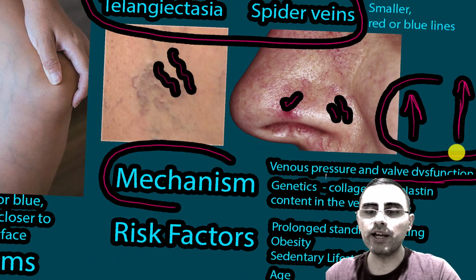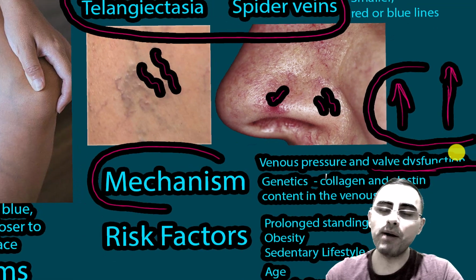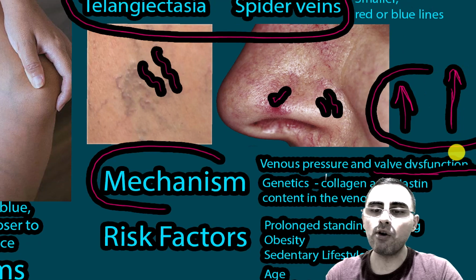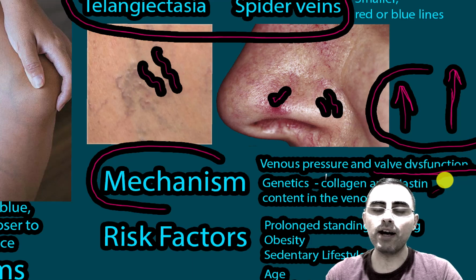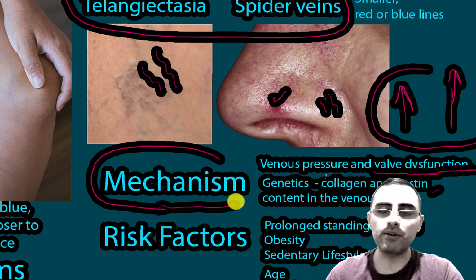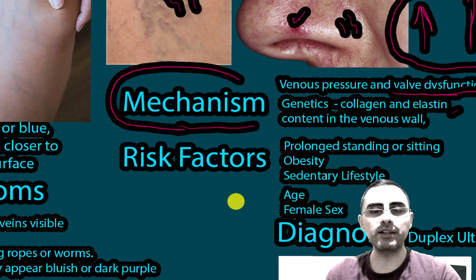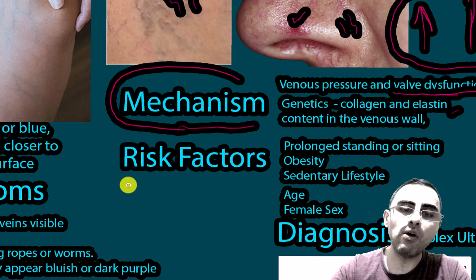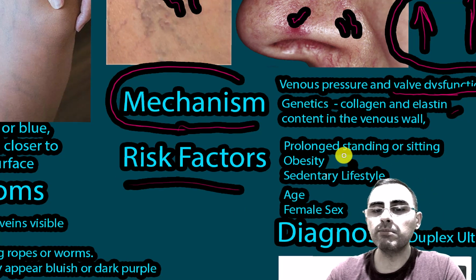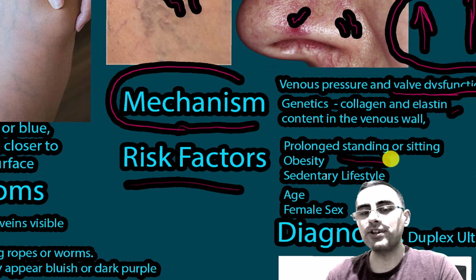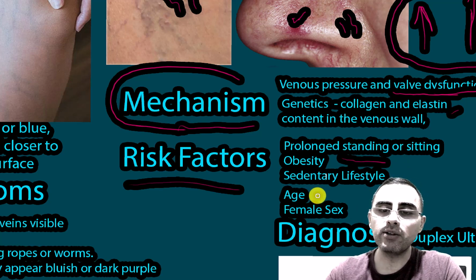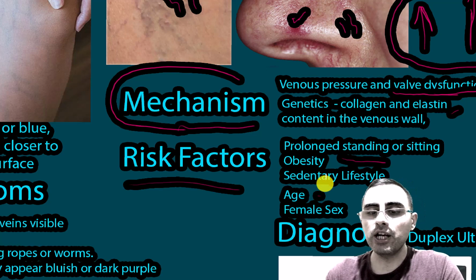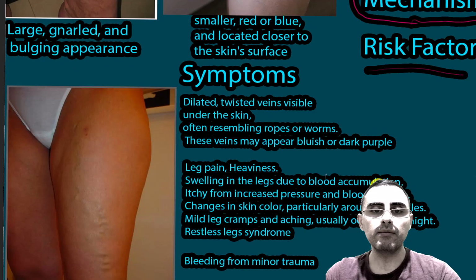Also, genetics plays a role. Genetics, especially the content of collagen and elastin in blood vessels, is important. That's why genetics plays an important role. And risk factors. What are the risk factors? Risk factors of varicosis are prolonged standing or sitting, obesity, sedentary lifestyle, age. The risk of varicosis increases with age and female sex.